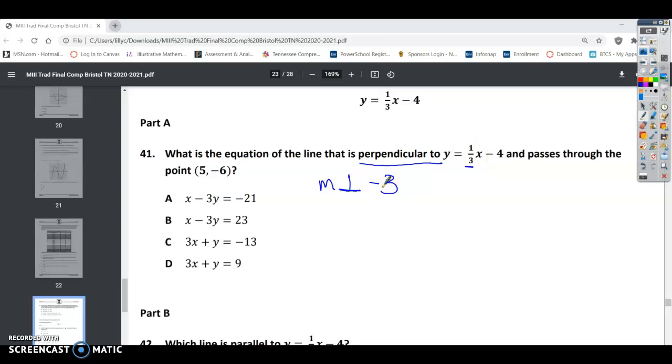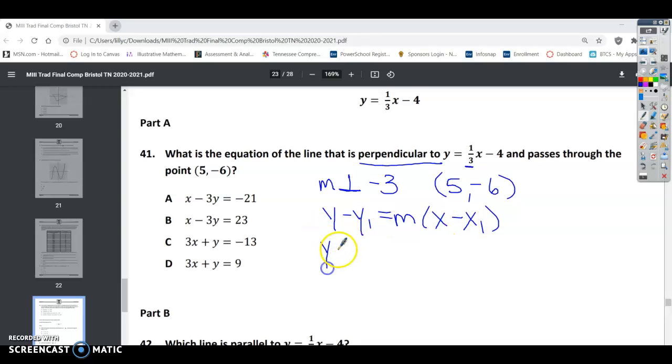All right, so we need an equation of a line that's perpendicular and passes through this point. So we have a slope and we have a point. So we're going to put this in point slope form, which if you can remember is y minus y1 equals m times x minus x1. And then we just fill in our slope and our x and y for our point.